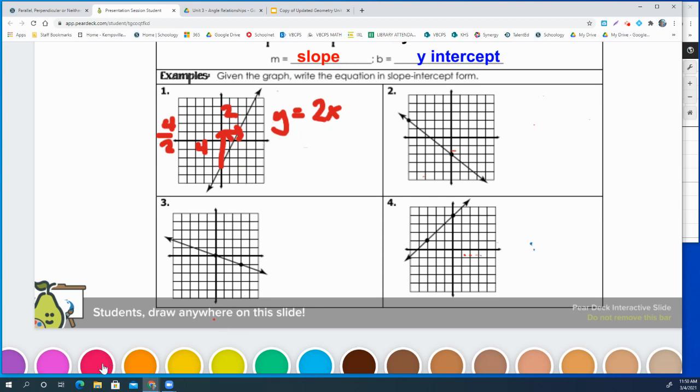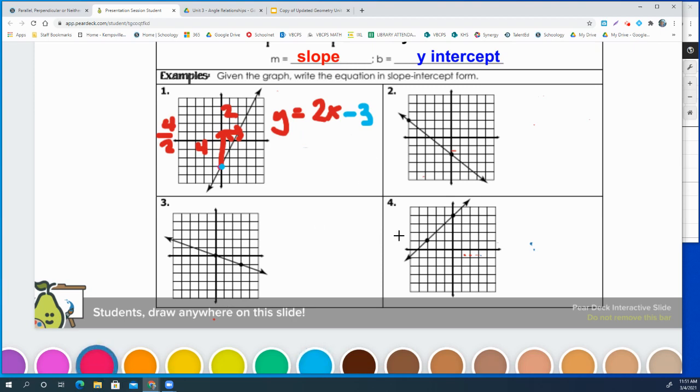Then I need to know what the y-intercept is. So if I look at this y-axis, what's that point right there? Oh, that's not a very good color. Need a contrasting color. 1, 2, 3, I think. Minus 3, right? So that's kind of the anatomy of the equation. The slope is going to be right here in front of the x, and then the y-intercept is going to be this second part over here.